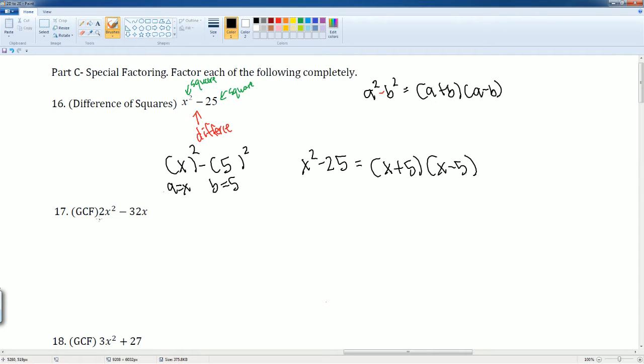Number 17, this is a difference of squares, I believe, but it tells us to pull out a GCF. Okay, let's pull it out. Looks like we can pull out a 2 here. Oh, a 2x. We could actually pull out an entire 2x here. So it's 2x, leaving you with what's left here, an x minus, let's see, 18.